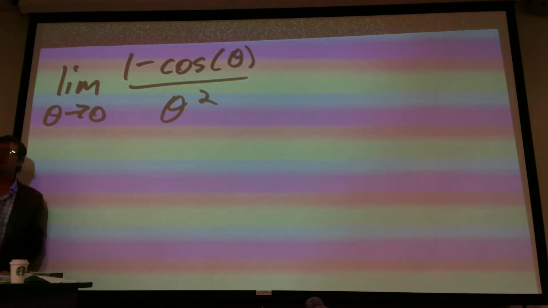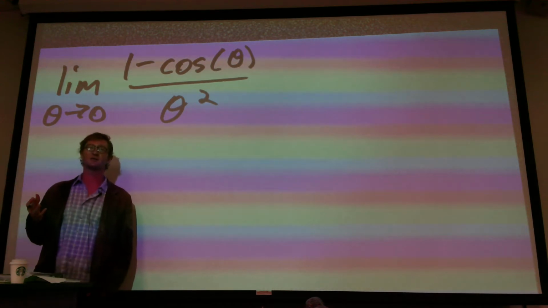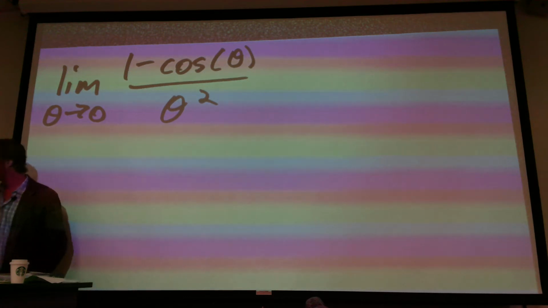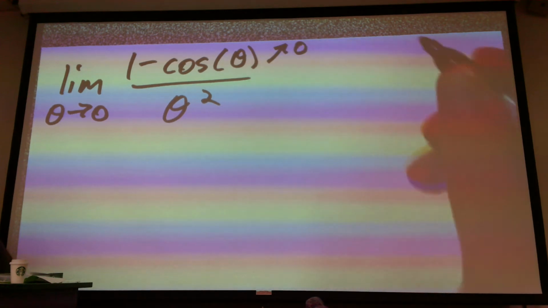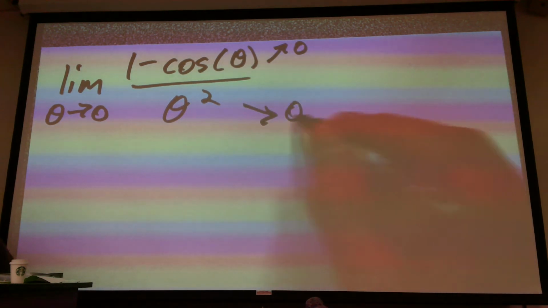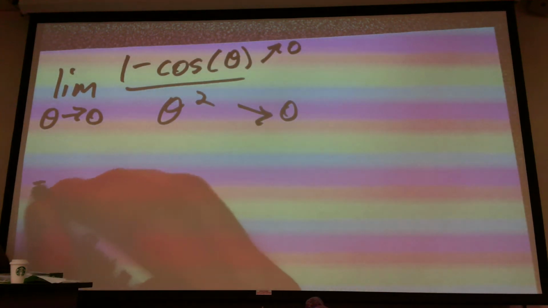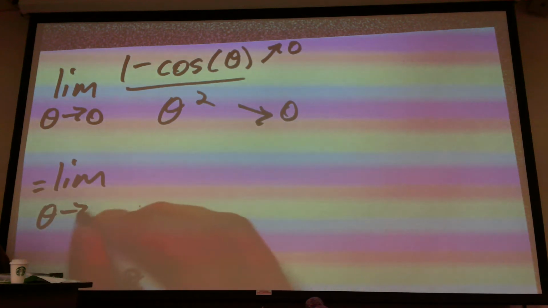Okay, so cosine of 0 is going to be 1. So what does the top of this problem look like? The top looks like 1 minus 1, so 1 minus 1 will tend towards 0. Now theta squared will also tend towards 0 because 0 squared is 0. So that's going to equal the limit as theta tends towards 0.